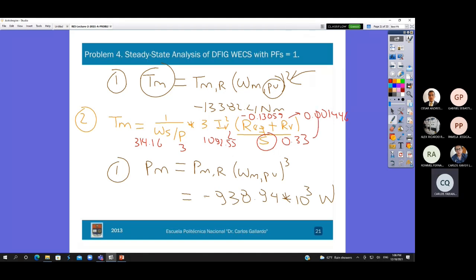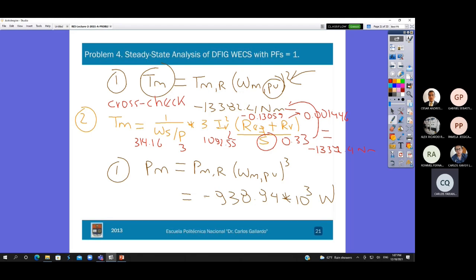Okay, so substituting these values, we can verify, yeah, I will get the same value. I will call this the cross check. The validation is called the cross check. Okay, so it means this value is verified. So I will get the same value, 13,382.4 Newton meters. This is called cross check. So this value is verified.